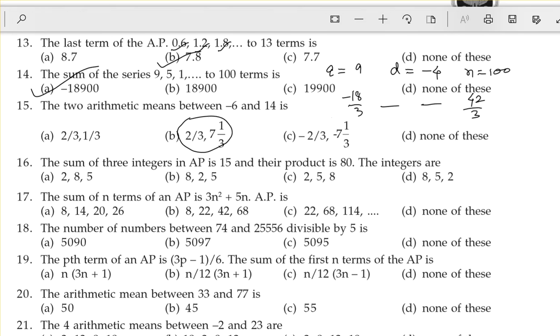If we see this option, then it is 2 upon 3 and 22 upon 3. You can see plus 20 by 3, plus 20 by 3 and plus 20 by 3. It is the correct answer. Whenever it asks about arithmetic means between two numbers, nothing is better than options. But when it comes to CAT and non-MCQ questions, then we have to know the proper method of finding arithmetic means between two numbers.